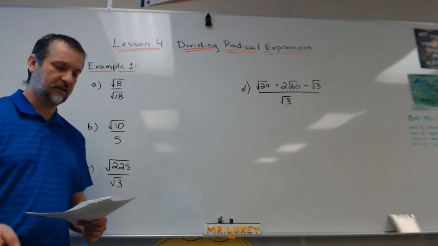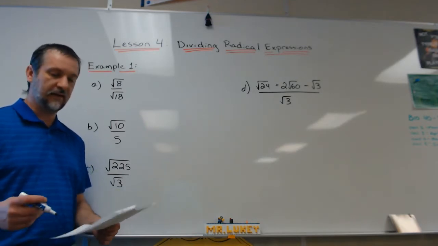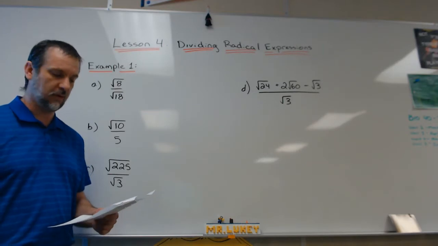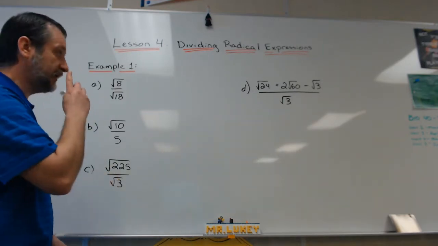Example 1 is asking us to simplify each quotient using the quotient property of radicals. And they give the fact that x and y both need to be greater than 0. So again, this is review. This should be fairly straightforward.